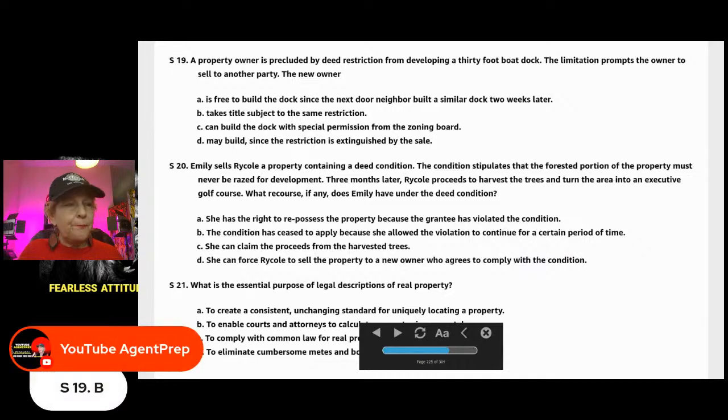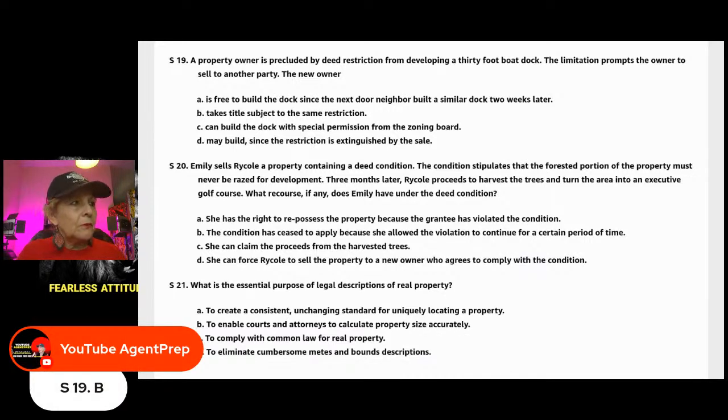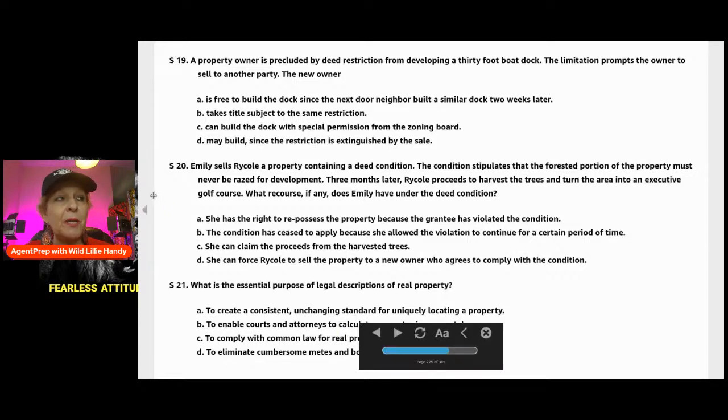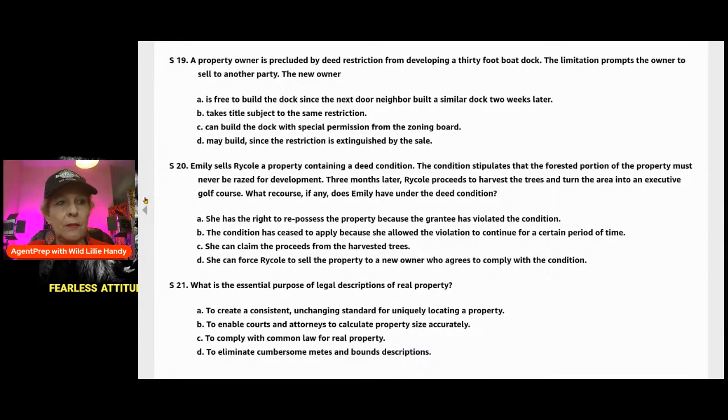All right, number 20. Emily sells to Ricole a property containing a deed condition. The condition stipulates that the forested portion of the property must never be razed for development. In other words, you can't cut down all the lumber, all the trees. So it's got a deed restriction. Three months later, Ricole proceeds to harvest the trees and turn the area into an executive golf course. What course, if any, does Emily have under the deed restriction?